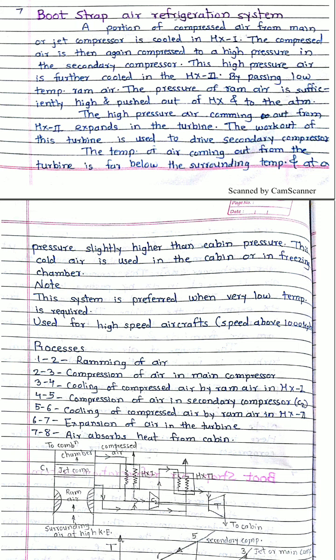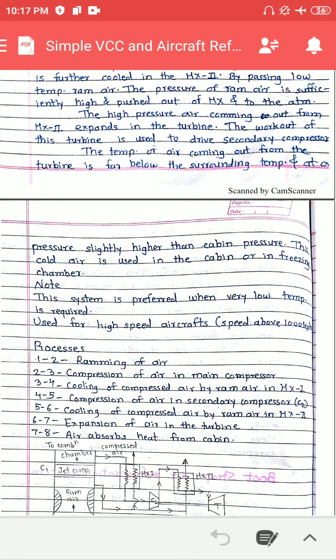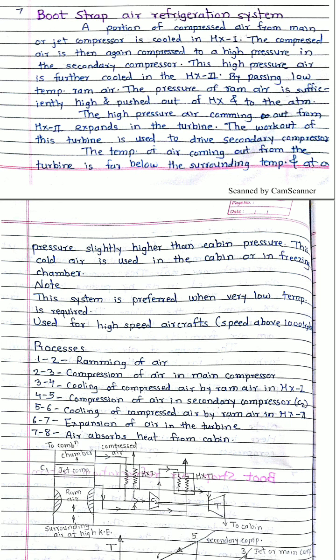Now the ram air which passes through the jet compressor undergoes the compression action, due to which the air becomes high pressure, high temperature air. So after compression, pressure and temperature increase. That high pressure, high temperature compressed air passes to heat exchanger 1. Here we are naming heat exchanger 1 and heat exchanger 2 because we are using two heat exchangers.